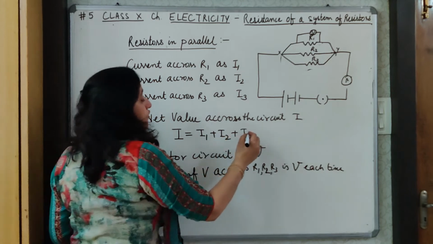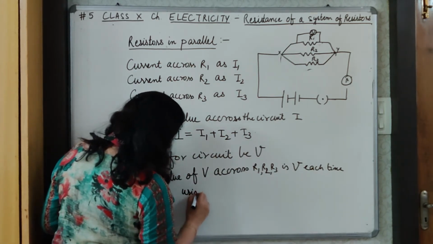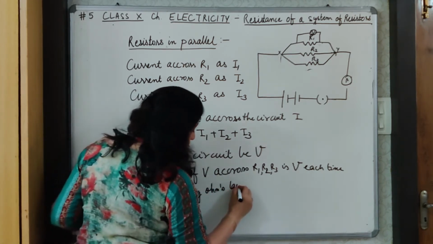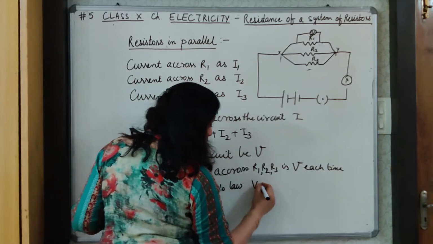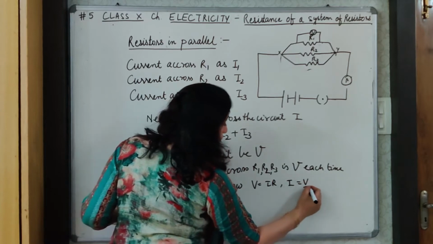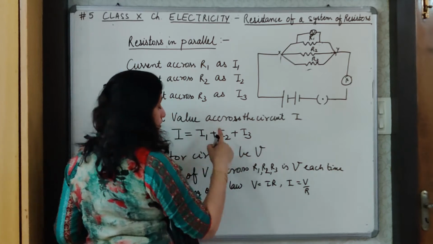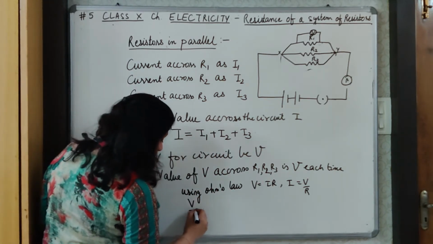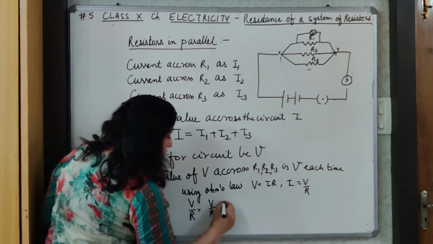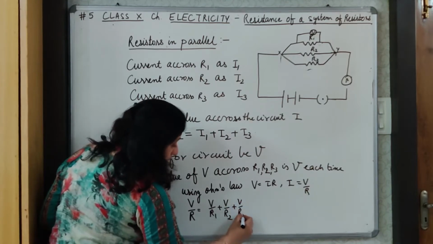So now for this formula we apply Ohm's law, which is V is equal to IR, or in terms of I, I is equal to V upon R. So we replace I by V upon R in this equation and we can write V upon R is equal to V upon R1 plus V upon R2 plus V upon R3.